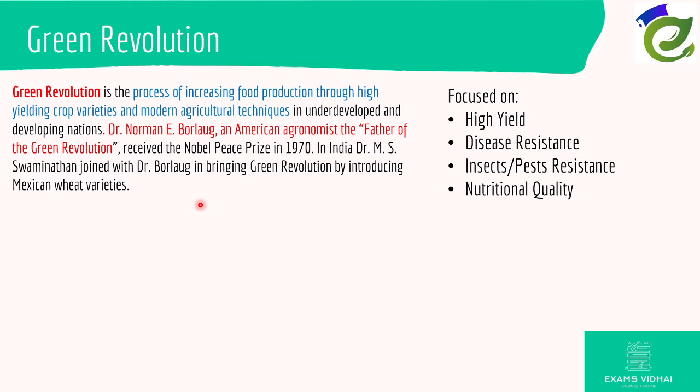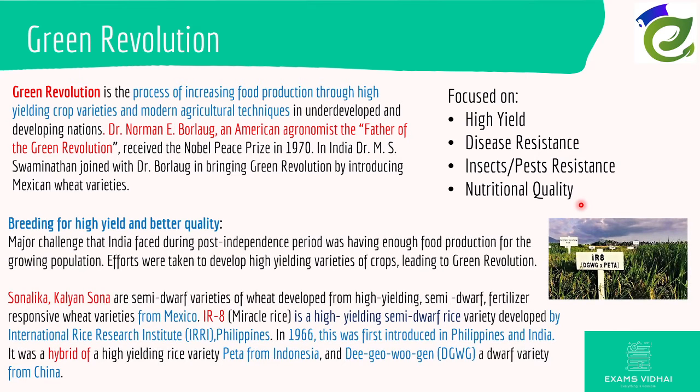So what does the green revolution focus on? The green revolution focuses on high yield, disease resistance, insect and pest resistance, and nutritional quality. So let's look into the better yield. The major challenge that India faced during the post-independence period was having enough food production for the growing population. So we need better yield and better quality of the crops that we grow.